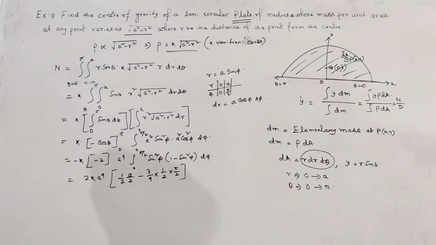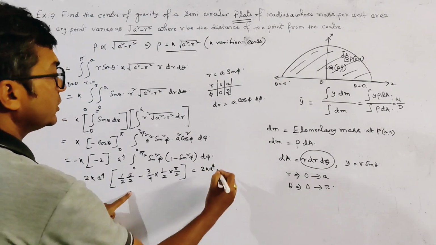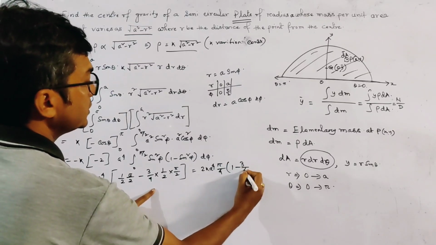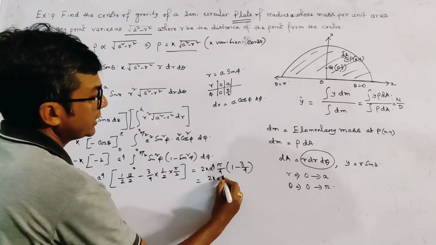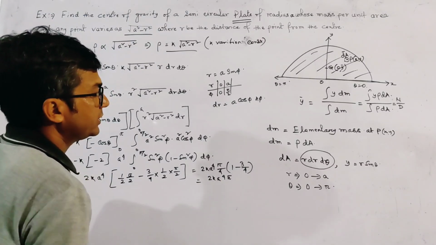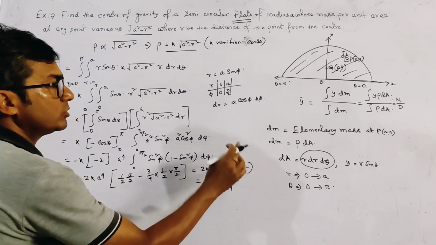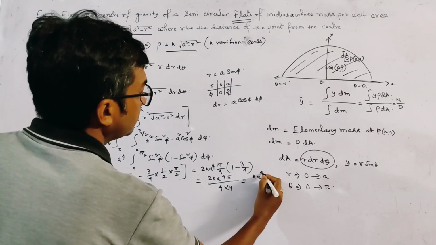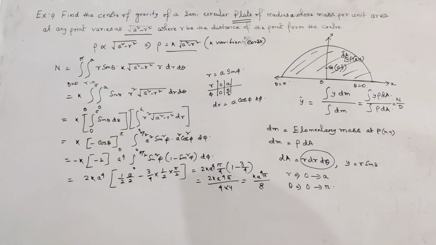Right? We use the formula of gamma function, and this gives 2k a to the power 4, take common pi by 4, this is 1 minus 3 by 4, so we get 2k a to the power 4 pi by 4 into 4, this is 4, 1 by 4, so we get k a to the power 4 pi by 8. This is the value of n.